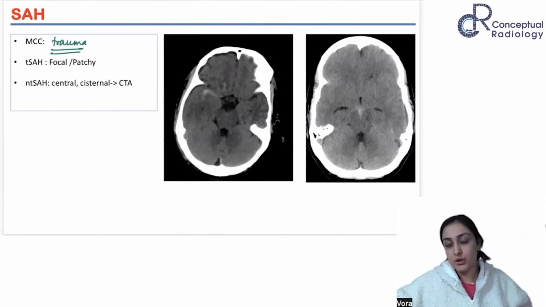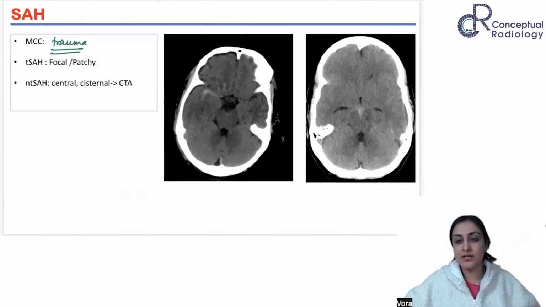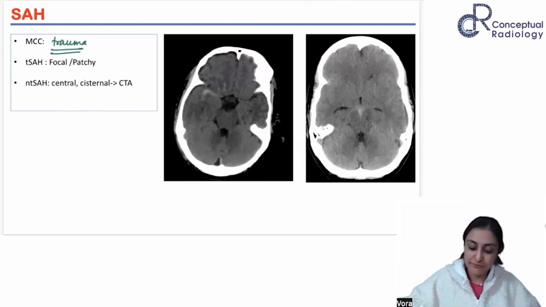You can't. So if I see a case of SH in my trauma center, how do I decide whether I should do a CT angio to rule out aneurysm or not? A lot of times you may not be able to distinguish, but if it is a focal patchy SH, somewhere close to the sulci, if I'm just seeing that there's a fracture and there are just a few sulcal hyperdensities here, then it is likely to be a traumatic SH.